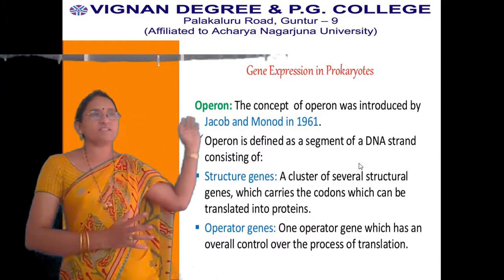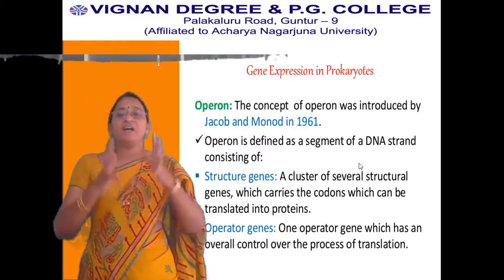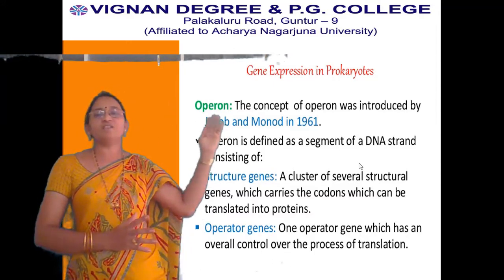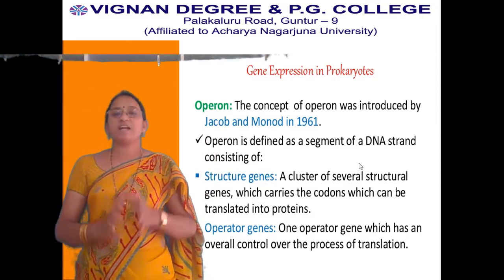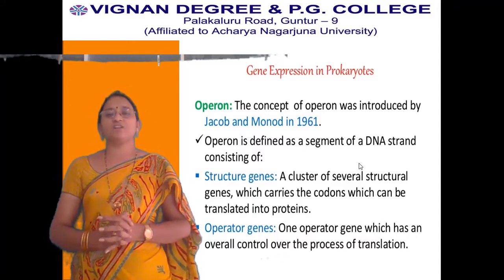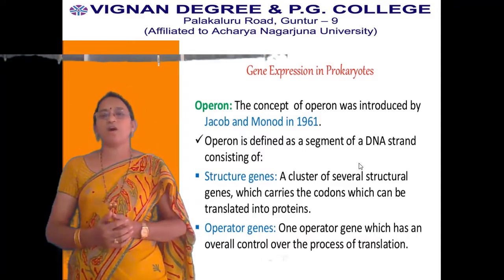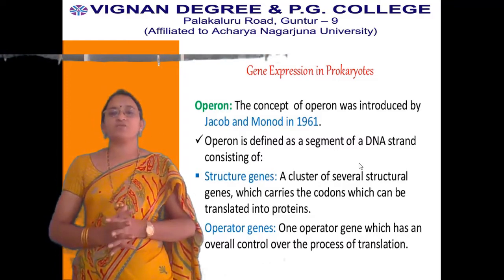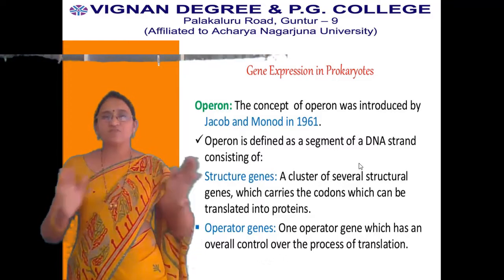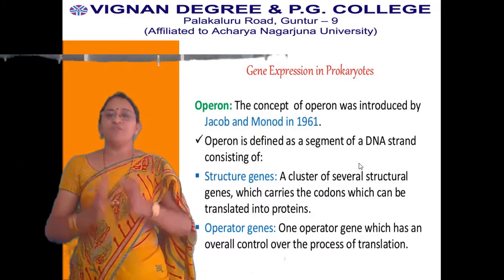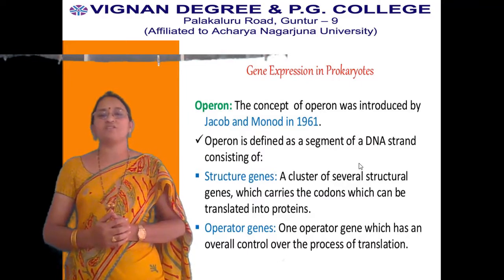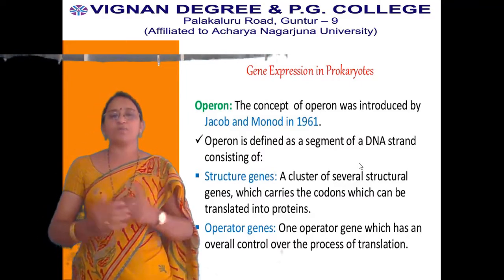So, what is an operon? It is a segment of the DNA strand consisting of structural genes. What are the structural genes? A cluster of several structural genes which carries the codons which can be translated into proteins. They are known as structural genes, which encode proteins.